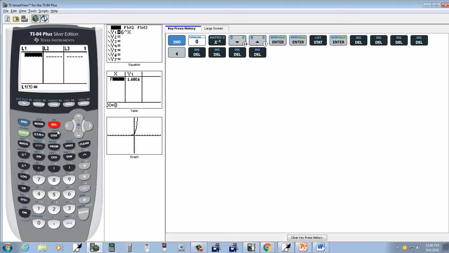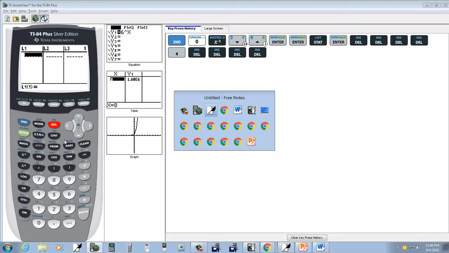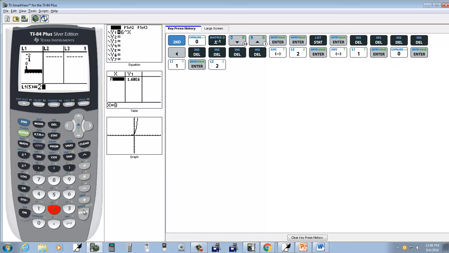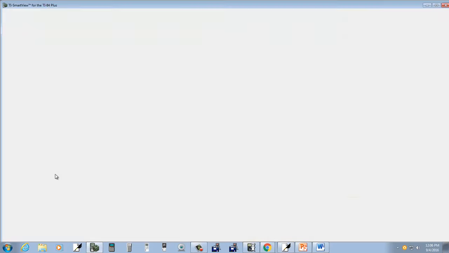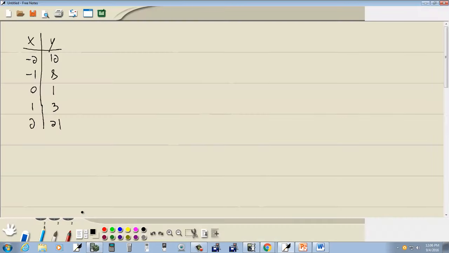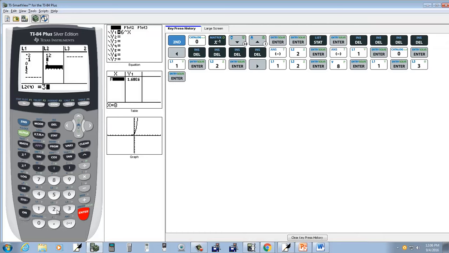Now we're going to put our X values in L1 and our Y values in L2. So -2, -1, 0, 1, and 2. And then I'll go to my L2, and I got 12, 8, 1, 3, and 21.